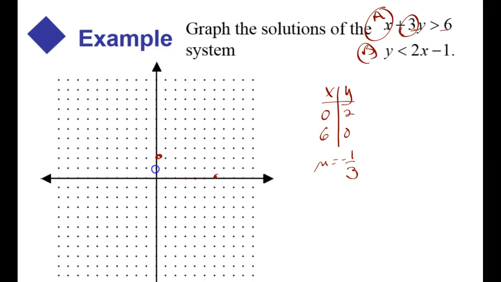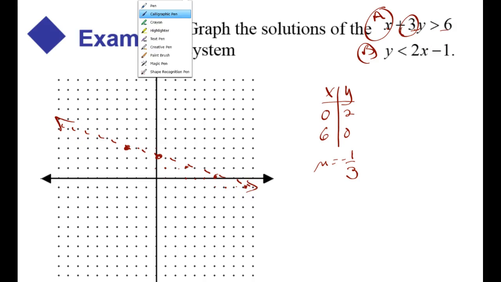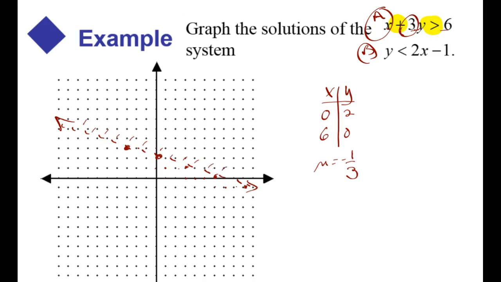So again, -1 over 3 to find some other points. I could fill up the graph instead of going down. I could go up 1 and 3 to the left. This is going to be a dotted line. And the y value is positive this time, so I can actually go above with it. But again, I would recommend alligator teeth. Shading above.